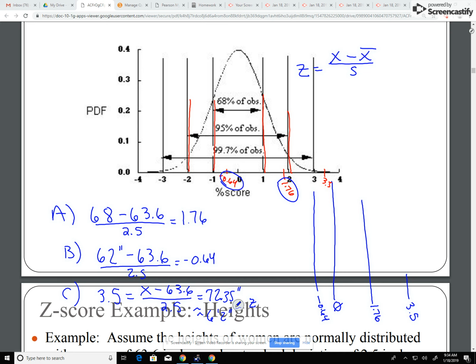Now, the third example, Part C, we ended up with a z-score of 3.5. You'll see that female is not within 95% of the observations. In fact, within 3 standard deviations of the mean, you've got 99.7% of all observations. She doesn't even fit in there. A woman that is 6'2" is located within the 0.3% of females. It's pretty cool.